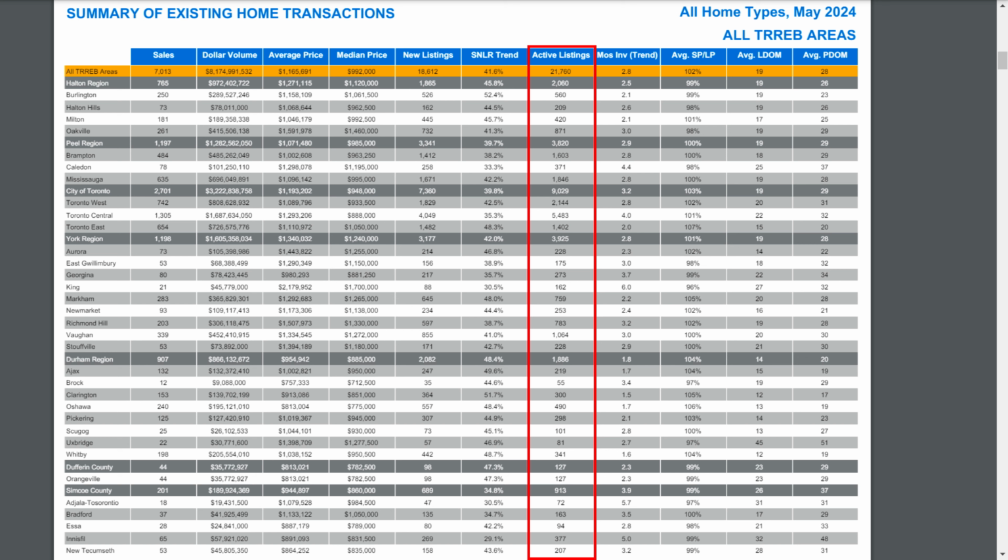Active listings refer to the number of properties currently for sale. This metric represents the supply side of the market, indicating the availability of properties that potential buyers can choose from.